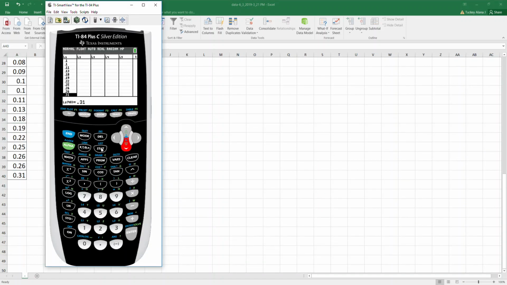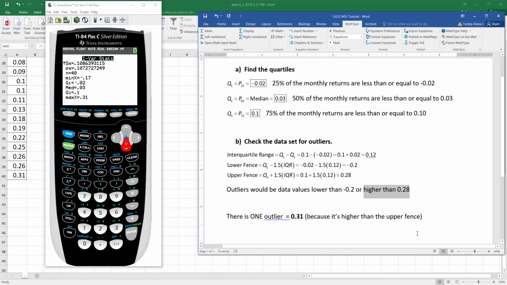You also, by the way, can tell when you look at the stat output, pretend it wasn't in order for just a second. This wouldn't find all of them, but you could at least find one of them if they occur this way. If I calculate my one variable stats, and I look at the min and the max, I can tell the min is negative 0.17, so I'm never going to have an outlier on the low side because nothing's lower than negative 0.2, which is my lower fence. But on the high side, I can see that my max is higher than my upper fence. So at the very least, my max is an outlier, but there could be more. However, when you look at the data set, you realize there aren't any more because 0.26 and 0.26 are both not larger than 0.28, which was my upper fence.